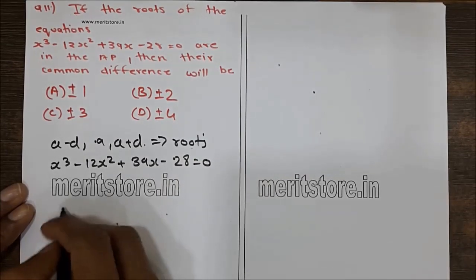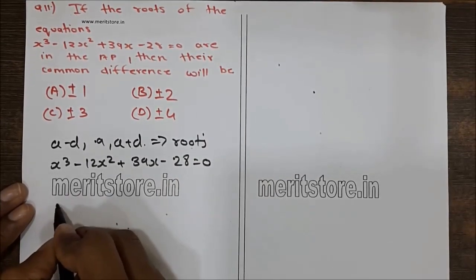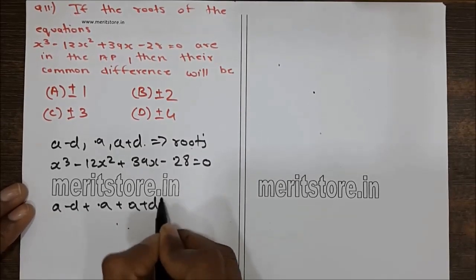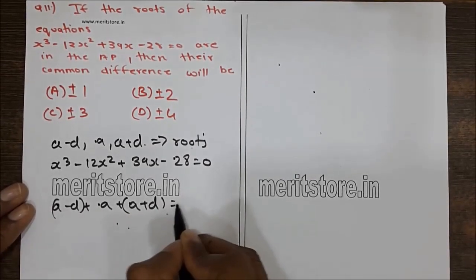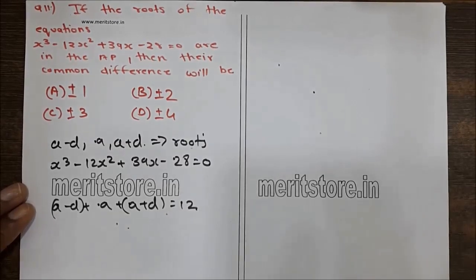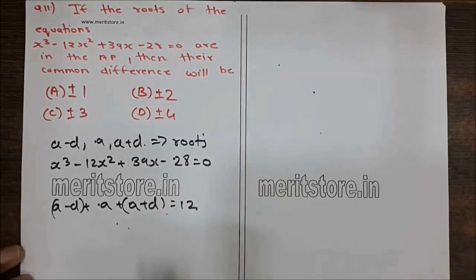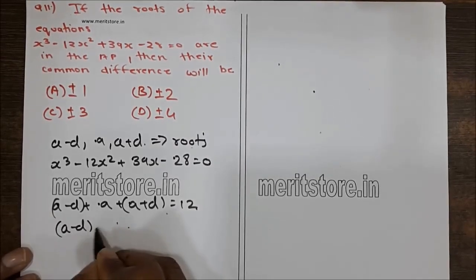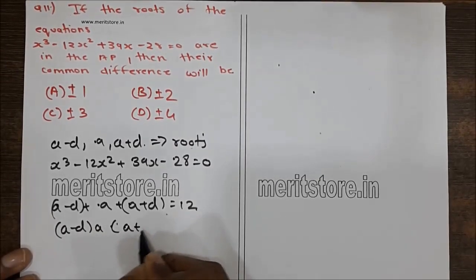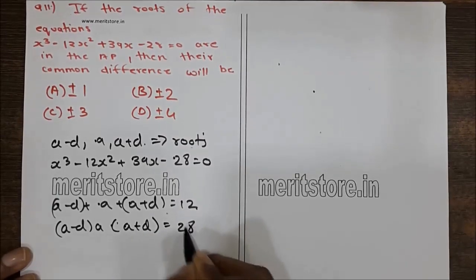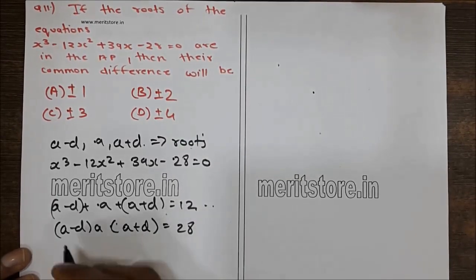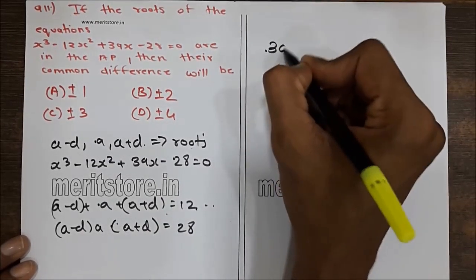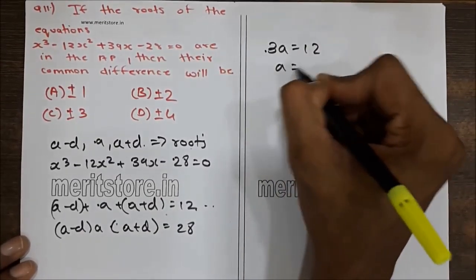Then you can write this as a minus d plus a plus a plus d equal to 12, and a minus d into a plus d equal to 28. Solving this, we get 3a equal to 12, that is a equal to 4.